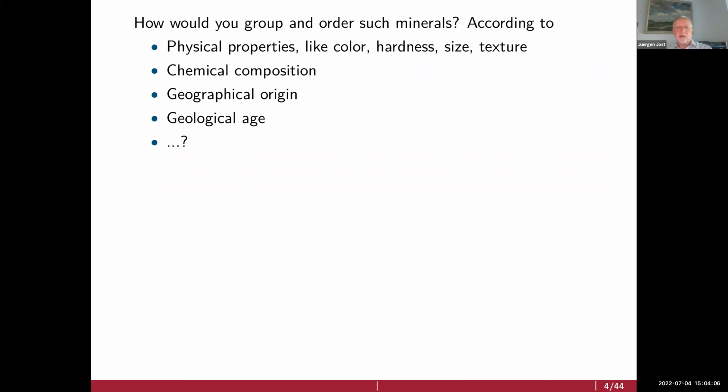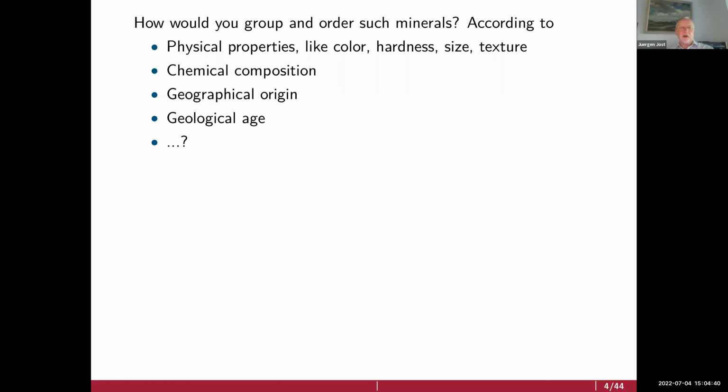You could think of physical properties. You could look at the color. You could look at the hardness, which is important. You could look at the size. You could look at the texture. You could bring them to a chemical laboratory, for example. Then you could try to analyze the chemical composition, because typically these are not pure substances, but composites. You could arrange them according to the geographical origin, that is where the different specimens have been found.